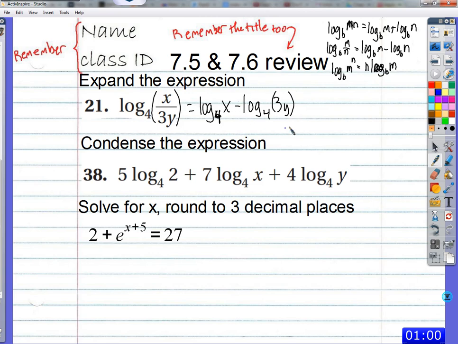But what's this? They're being multiplied. So I can use this property on it. This part can be rewritten as log base 4 of 3 plus log base 4 of y. Is this the same as this? Yes, it is. And this is being subtracted, so this whole thing needs to be subtracted. When I expand it out, that negative needs to get distributed to both of those things. And then this is still log base 4 of x. Rewrite this by distributing the negative to both of those things: I have minus log base 4 of 3 minus log base 4 of y.